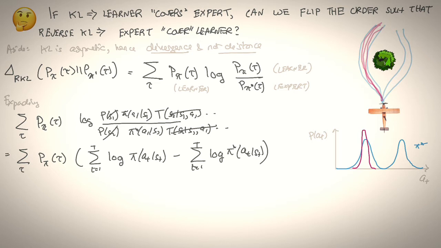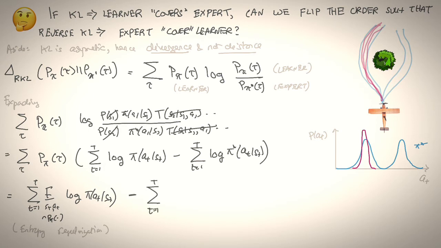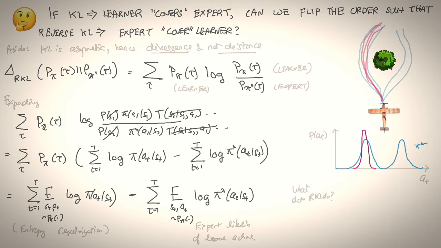Okay, so the first term in the expression can be thought of simply as the entropy of the policy on states visited by the policy. This term incentivizes pi to be as spread out as possible. The second term is interesting. That's the log likelihood of actions chosen by the learner measured under the expert's likelihood function. So log pi E of a_t given s_t. What does this do in our example?